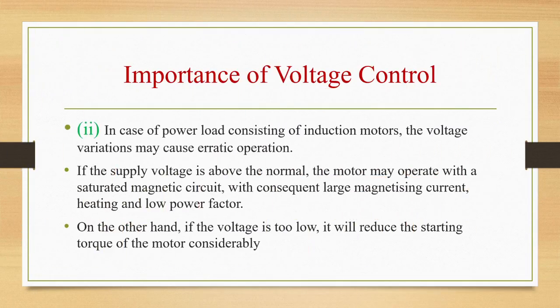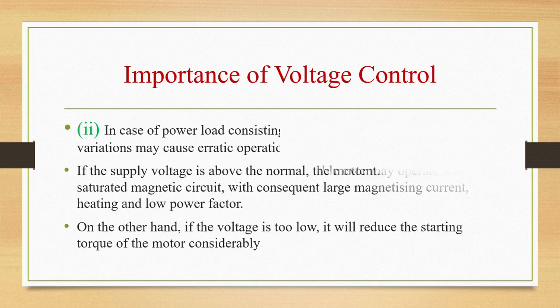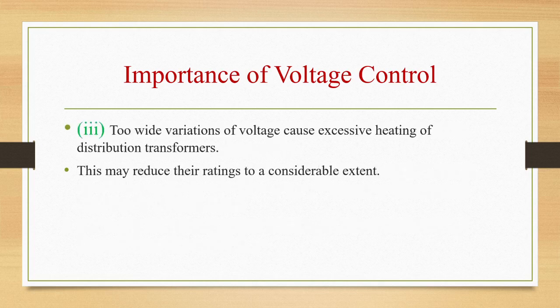Second one is, in case of power load consisting of induction motors, voltage variations will cause erratic operation. If the supply voltage is above the normal, motor will operate with a saturated magnetic circuit with consequent large magnetizing current, heating and low power factor. On the other hand, if the voltage is too low, it will reduce the starting torque of the motor considerably. Third point is, too wide variations of voltage will cause excessive heating of distribution transformers and this will reduce their rating to a considerable extent.